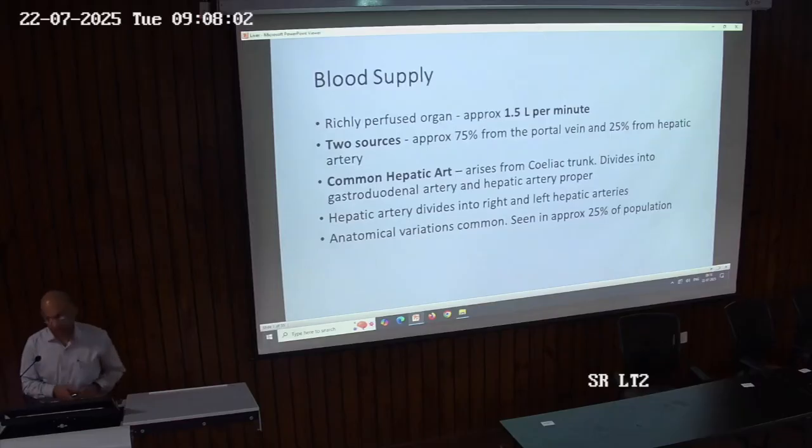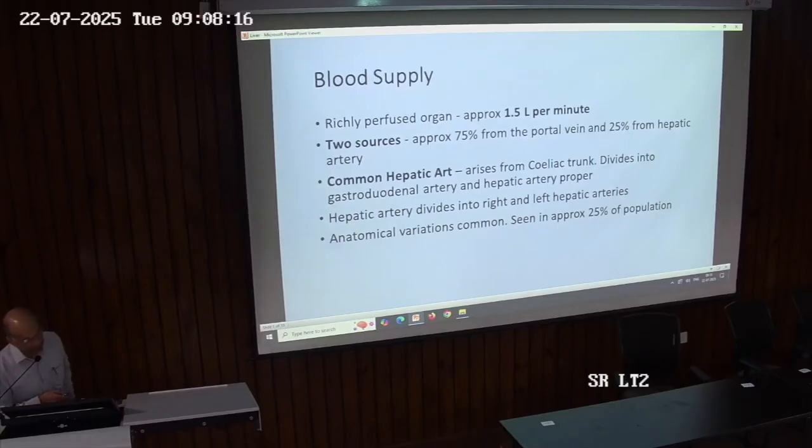Next we come to the blood supply. The liver is a richly perfused organ and receives about 1.5 liters of blood per minute. This blood comes from two sources, the portal vein and the hepatic artery. So the major portion is through the portal vein, 75%, and the remaining from the hepatic artery.